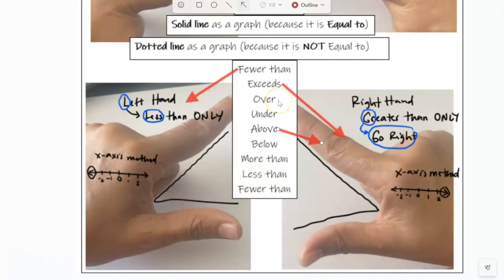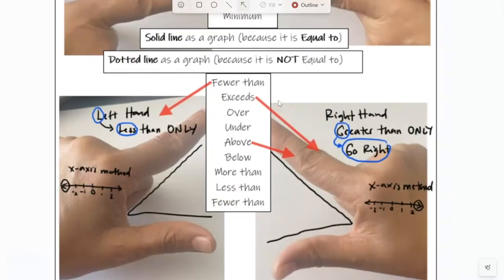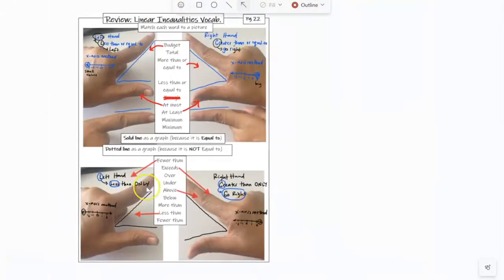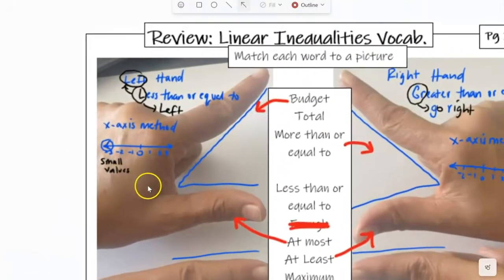Less than means I have less than $20. So I have 19, 18, 17. Do I have 20? No, because it's less than. So I'm going to go left hand, less than. Then you go ahead and do the last one. That's just a quick recap on some vocab we're going to need in this entire unit. Let's practice.